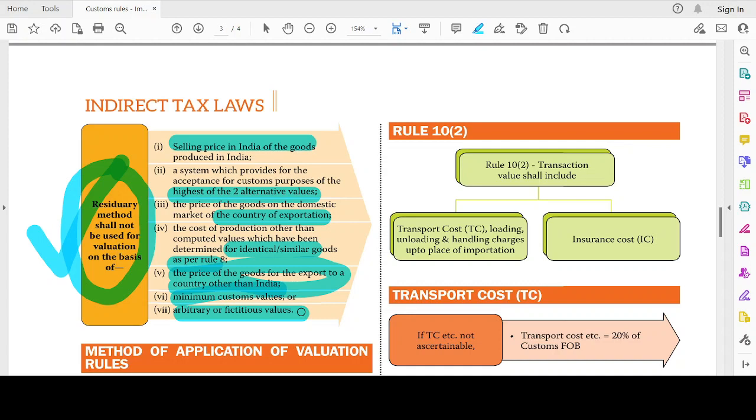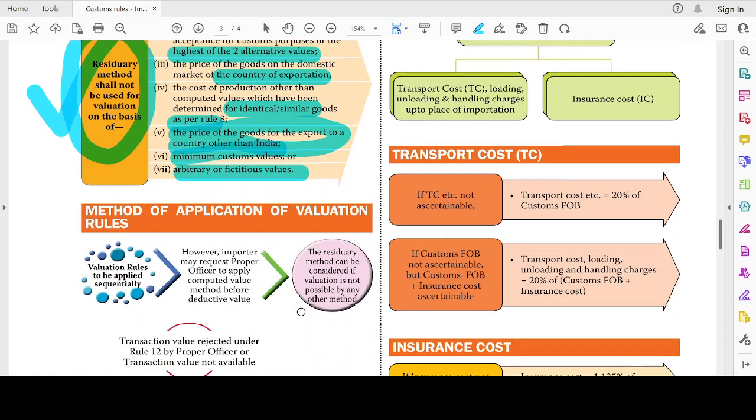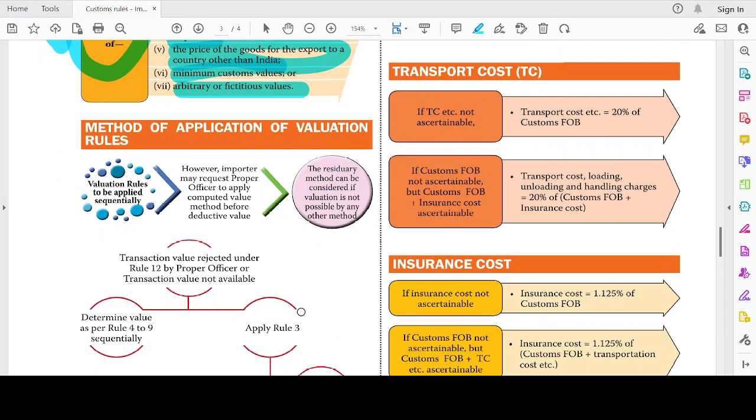Okay. So there are 7 points. Let's repeat. Selling price in India of the goods produced in India, a system which provides for the acceptance for customs purposes of the highest of two alternatives, the price of the goods on the domestic market of the country of exportation, the cost of production other than computed value which have been determined for identical or similar goods as per rule 8, the price of the goods for export to a country other than India, minimum customs value or arbitrary or fictitious value. These valuations cannot be made on the basis of the residuary method, or the residuary method cannot be used for valuation on the basis of these things.